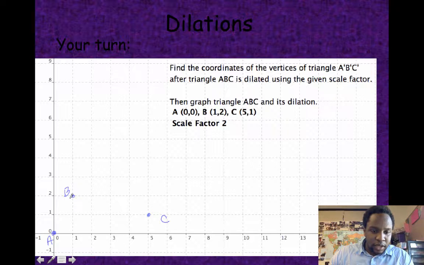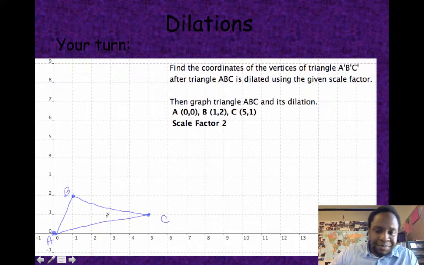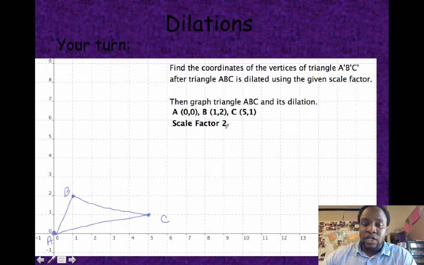So we have this triangle. I'm going to make a horrible triangle. I'm going to draw my best. Decent. Well, pretty good. All right, and we have a scale factor of 2.